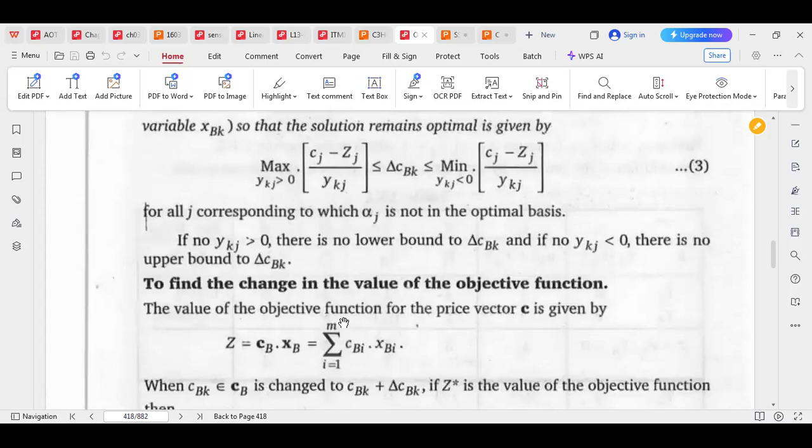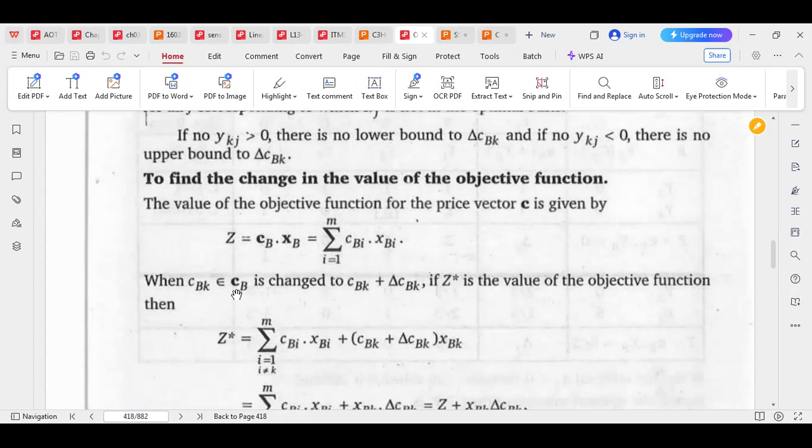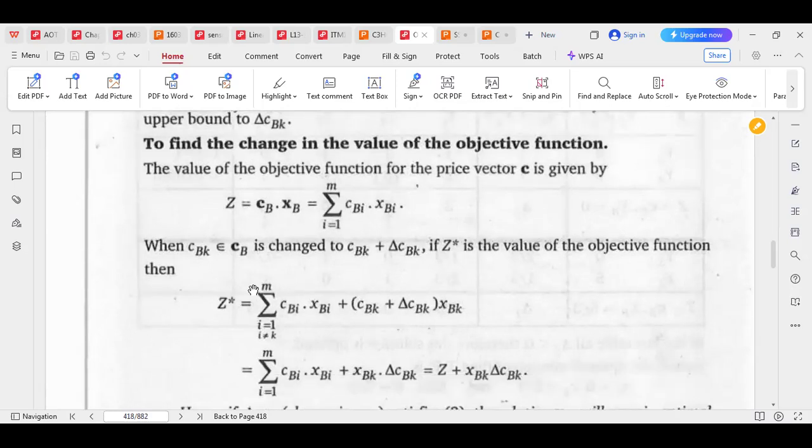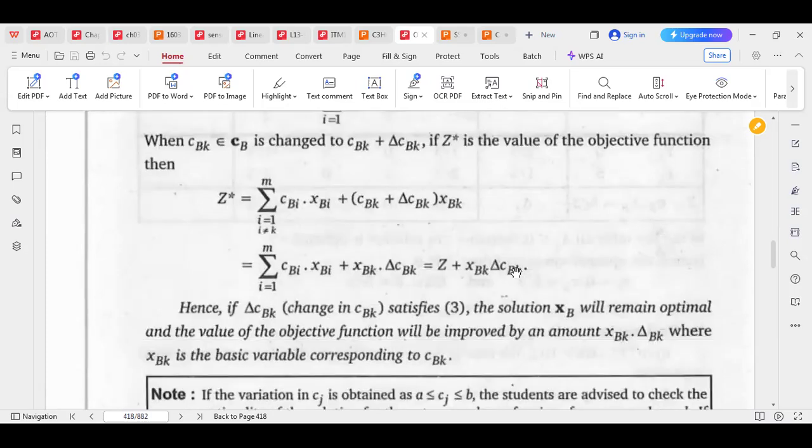Now to find the change in the value of the objective function, we must take the value of the objective function z equals cb xb, and this can be written as the summation i equals 1 to m of cbi xbi, where cbk belongs to the basic cost vector, which is changed to this, and z star is the value of the objective function. So z star, that means the new objective function, becomes, just putting the values, this is z, and this is the extra change.